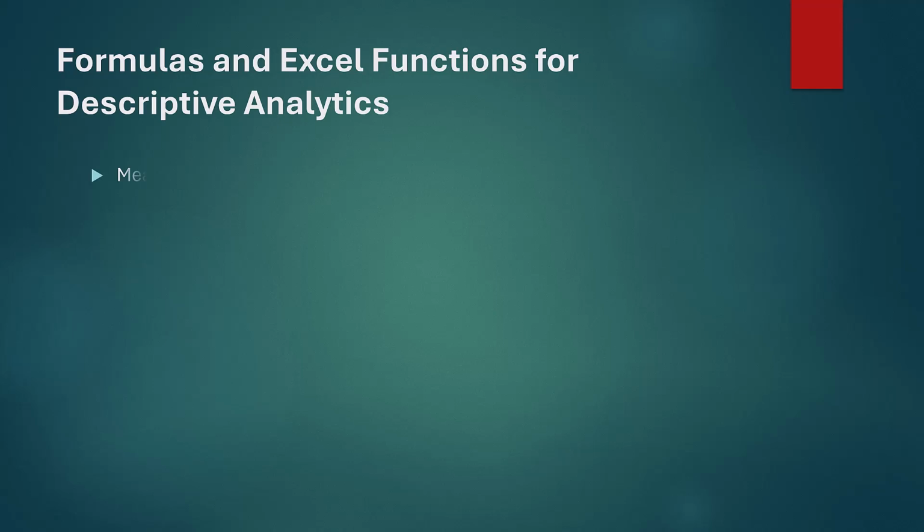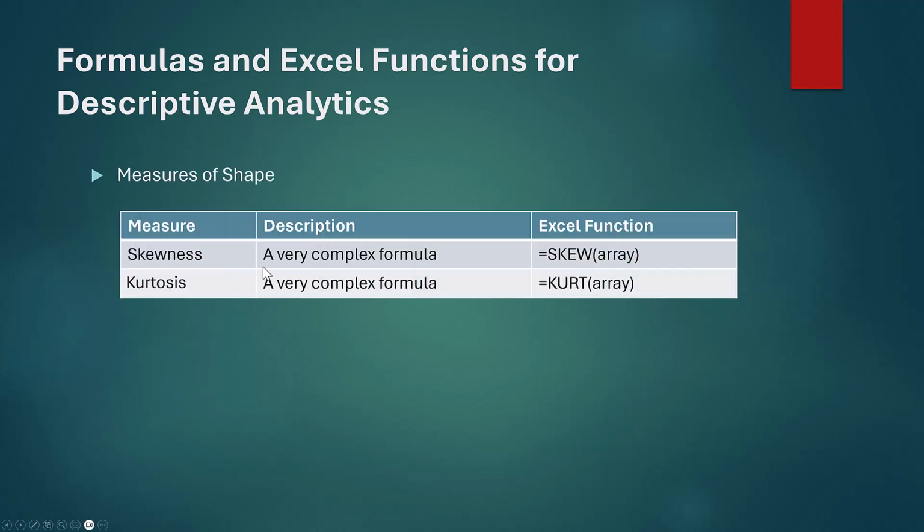Next, we'll look at measures of shape, formulas and functions. Skewness. So there is actually a very complex formula, and it is so complex that I don't even want to write it here. Similarly, kurtosis, very complex formula. Even as an analytics professional, you really don't have to memorize that formula or know anything about it. As long as you know how to compute it in Excel, you're good to go. In Excel, you can compute skewness using the SKEW function and kurtosis using the KURT function.